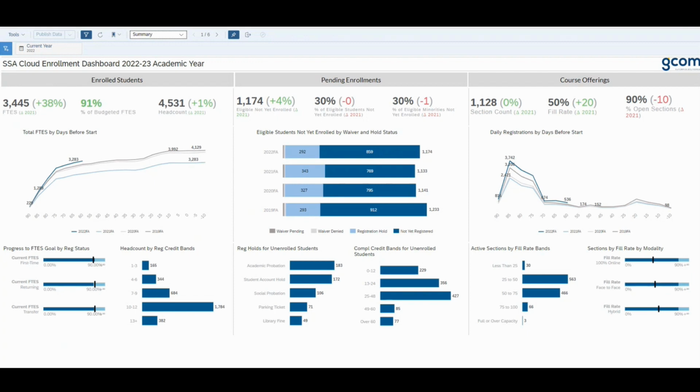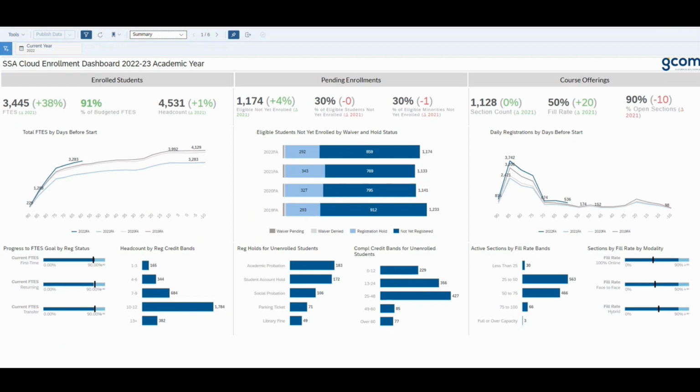Faculty and staff in different roles at the institution work together to support registration and enrollment management. When working with your institution, GCOM will configure operational dashboards to support several key roles for enrollment management. For example, we designed this enrollment management dashboard to support staff in registration and records who are focused on enabling students to successfully register for the upcoming term.